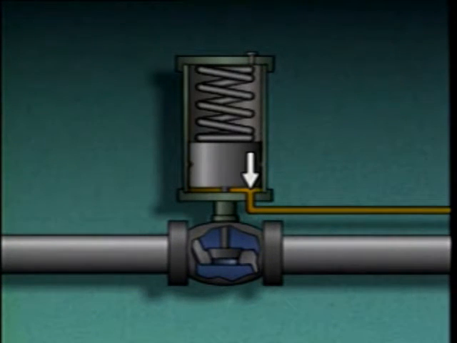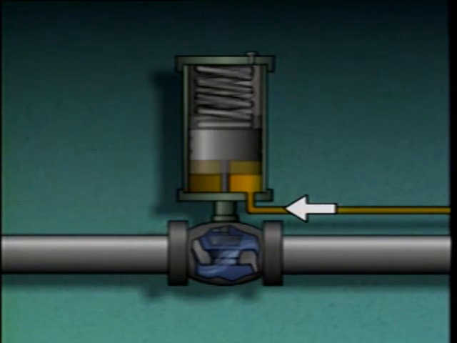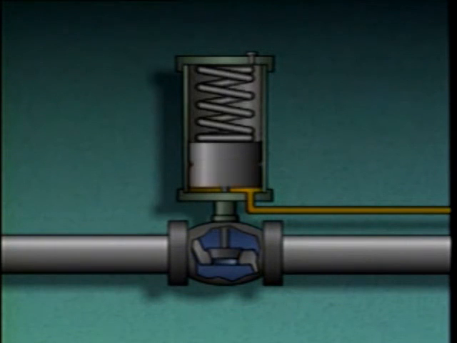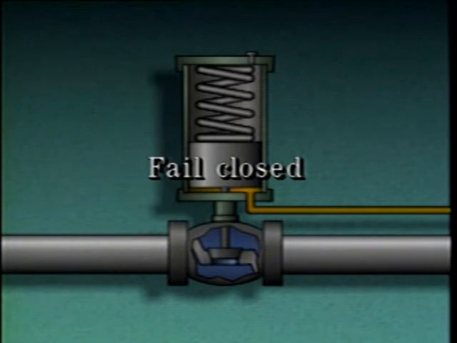The piston can be positioned anywhere in the cylinder by controlling the amount of fluid entering the cylinder or bled from the cylinder. This actuator is considered to be single-acting because fluid enters the cylinder through only one port and acts on only one side of the piston. It's also described as spring return because a spring forces the piston down to close the valve. If hydraulic fluid pressure is lost, the spring will cause the valve to fail closed.